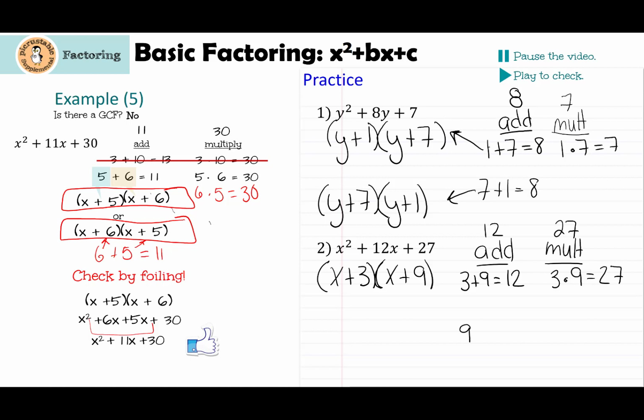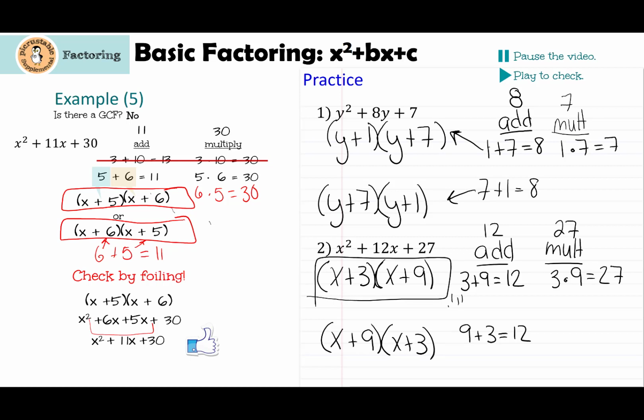Maybe you wrote 9 plus 3 is 12. Well, that's good too. Then your factored form would look like x plus 9 times x plus 3. But remember, it's either one, not both. So if you write this one, you're perfect. Or if you wrote this one, you're also perfect.